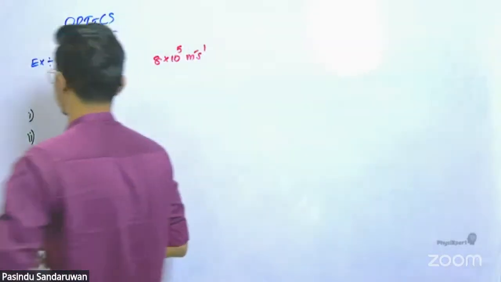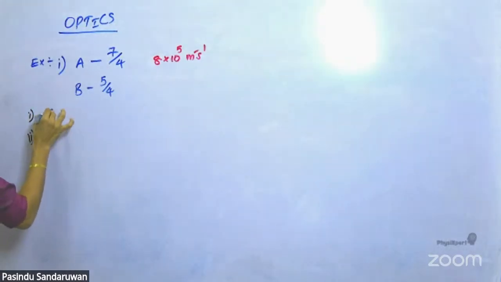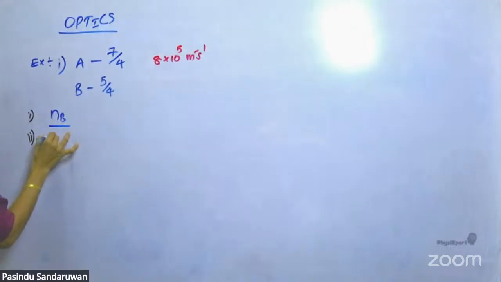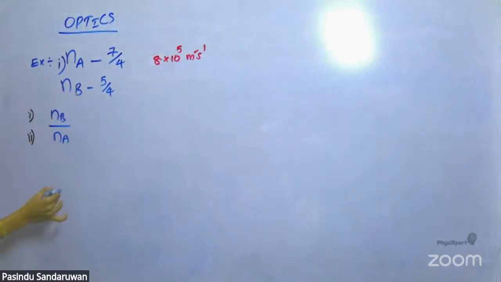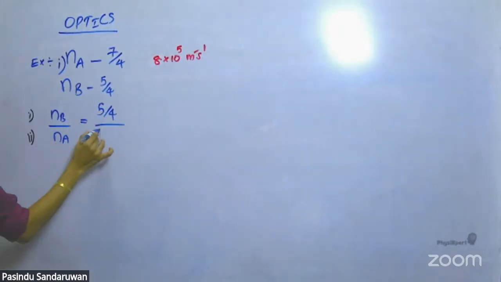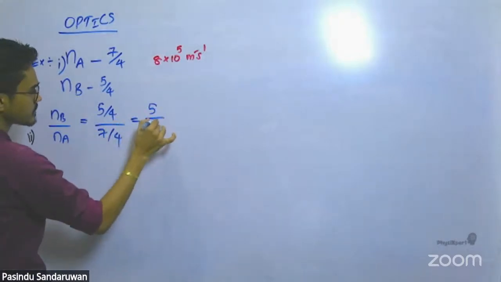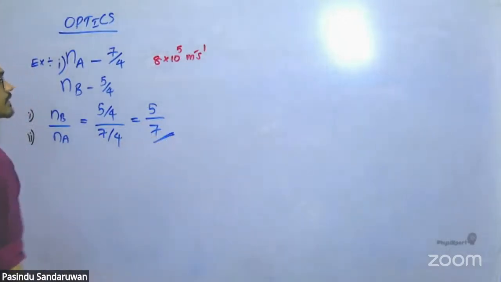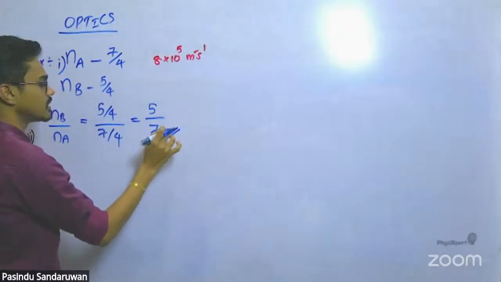Okay, let's see the first one. I asked about the refractive index of B with respect to A, that is NB to NA. This is NA and this is NB. NB is 5/4 and NA is 7/4. The 4 cancels off, and that is 5/7.